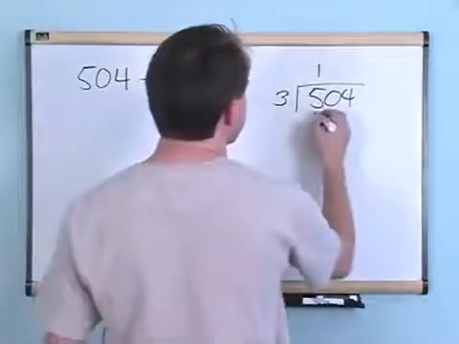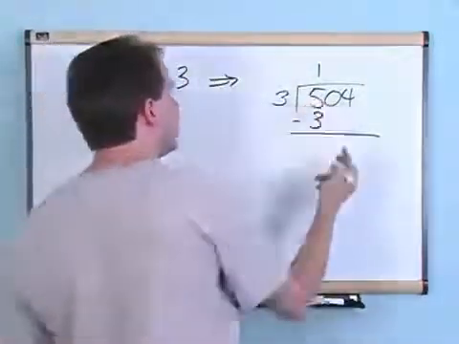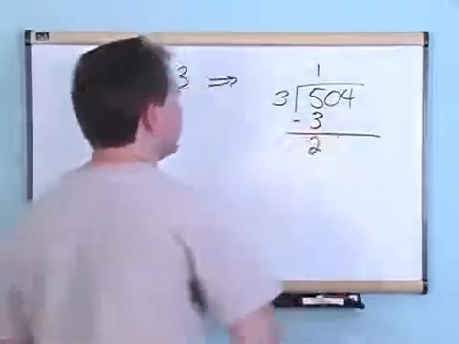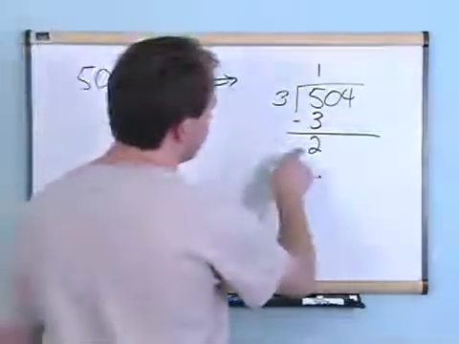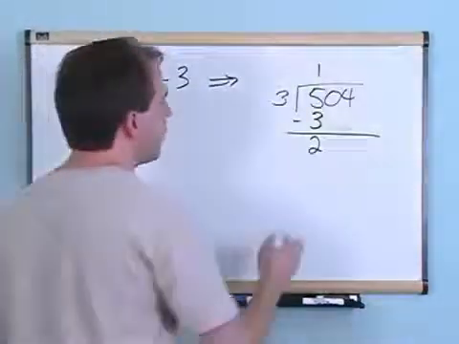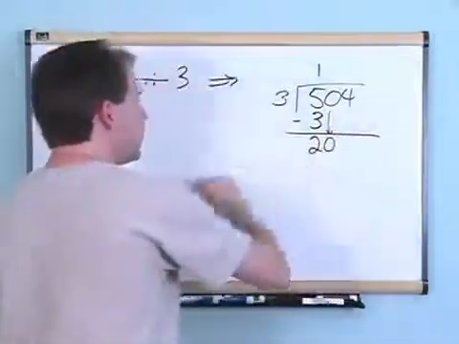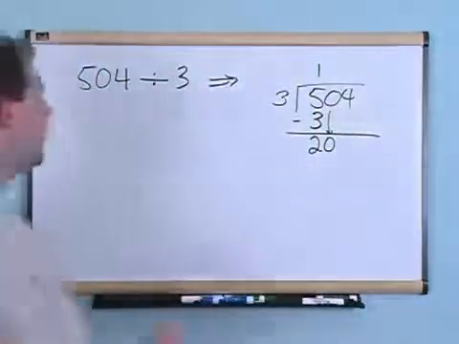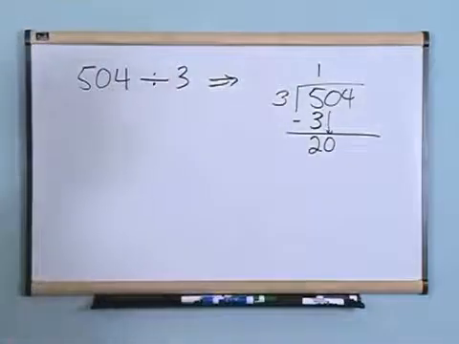3 times 1 is going to give me 3. So I draw a line, and I do a subtraction. 5 minus 3 gives me 2. Okay? So now I ask myself the question, can 3 be divided into 2? Well, no, it can't because 2 is smaller than 3. You can't do that. So I'm going to drag this 0 down, and I'm going to make it bigger. And now I can do that. I can take 3 and divide it into 20. Okay, I can do that because 20 is bigger than 3.